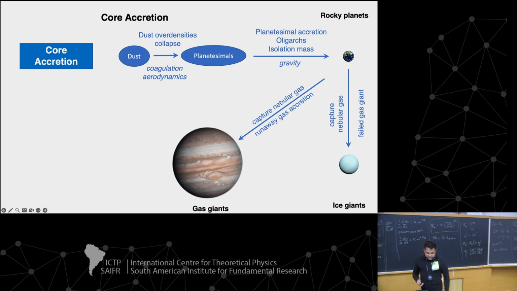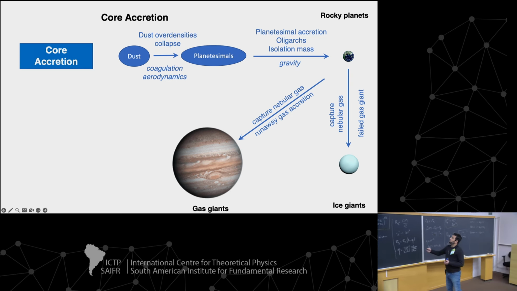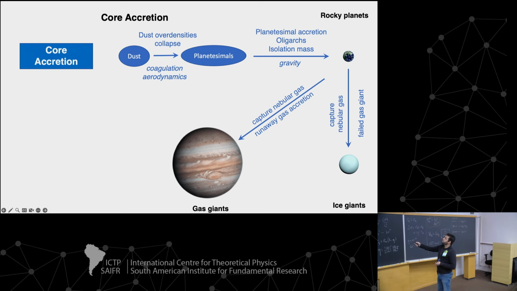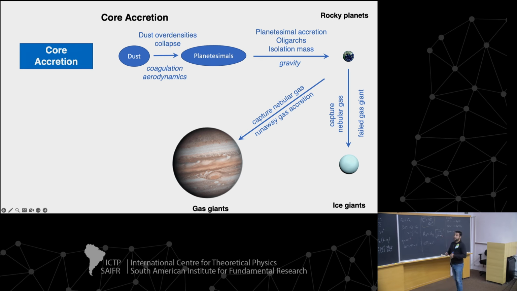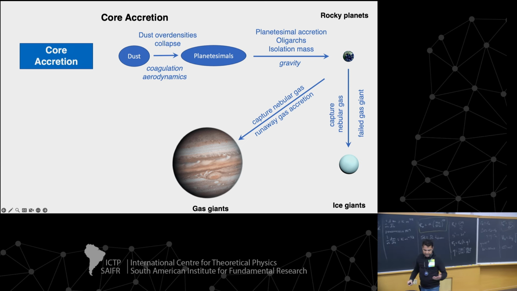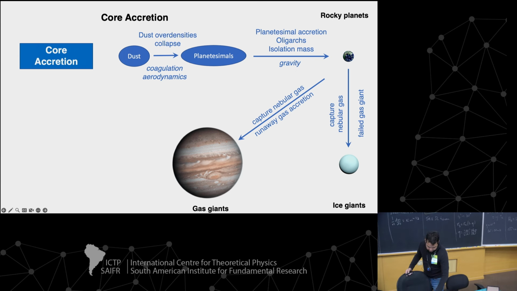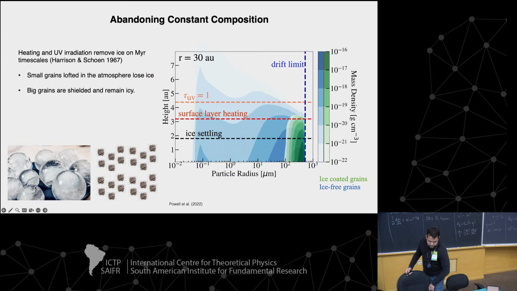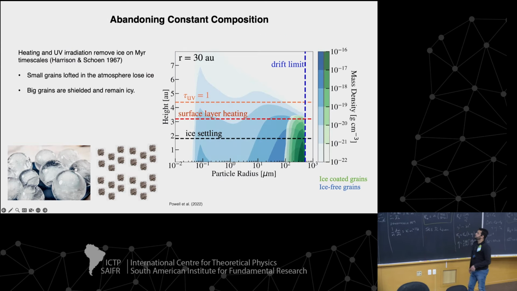So the pre-pebble accretion idea for planet formation was this one. You have dust, and you coagulate the dust through the mechanisms that we talked about. You form the planetesimals, and then you have planetesimal accretion. You form the oligarchs. They grow up to the isolation mass, and then once they form a core, this core either fails to become a gas giant, becomes an ice giant, or captures gas and becomes a Jupiter mass object. Now, the constant composition is unlikely because of this process that is being shown.